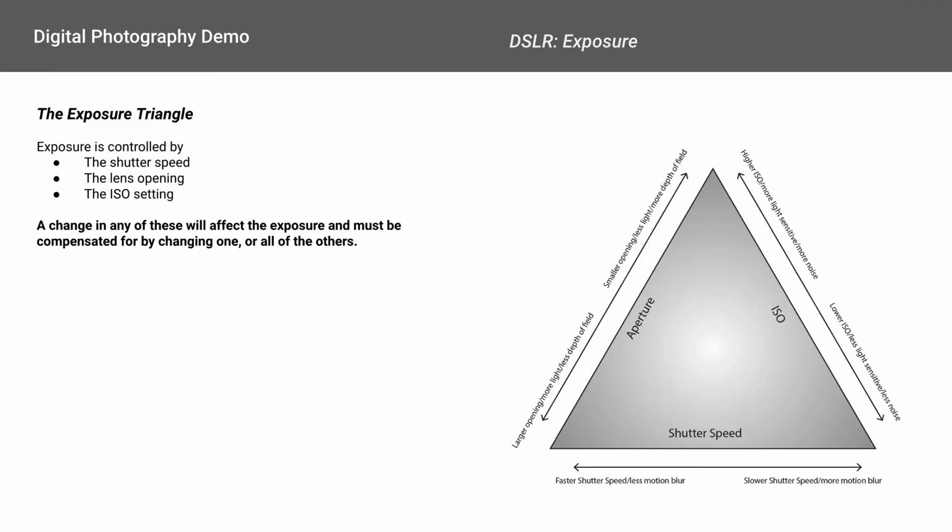The exposure triangle is a way of expressing that these three things are related. So the three things that control exposure, remember: your shutter speed controls exposure, your lens opening controls the amount of light that's getting in, your ISO controls the sensitivity of the sensor. You need to balance these three controls, and if you make a change in one, you need to make a change in at least one of the other ones, because you need that magic amount of light.